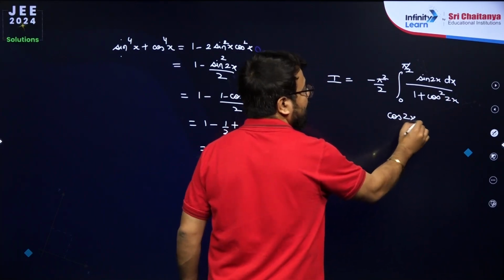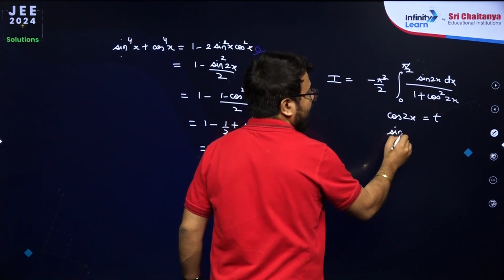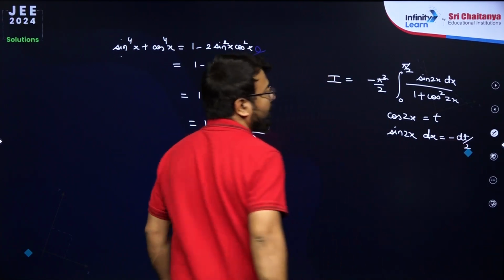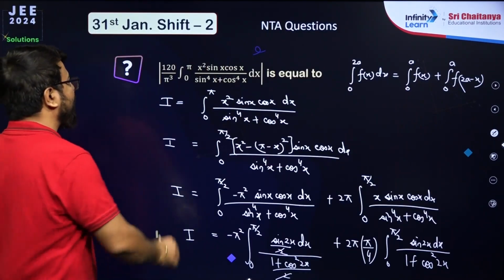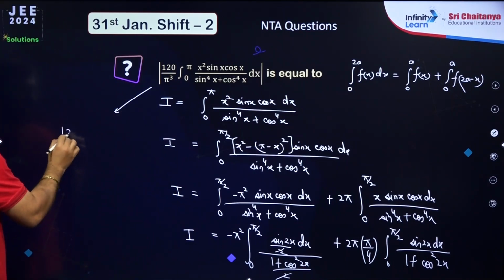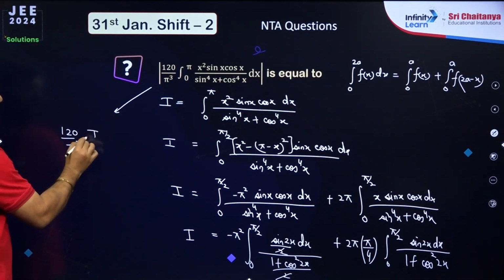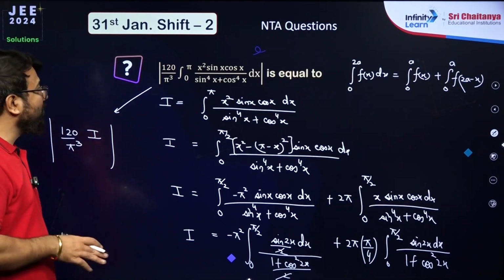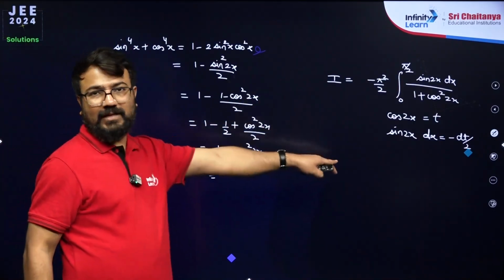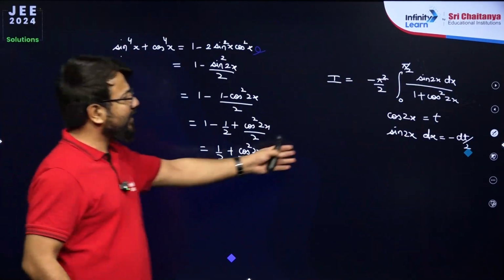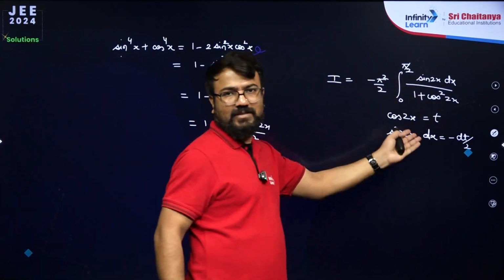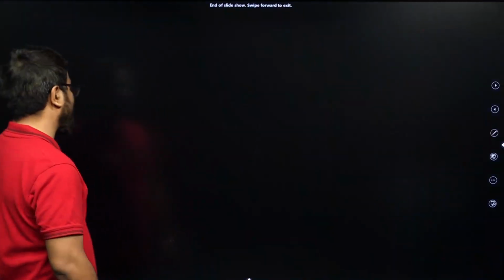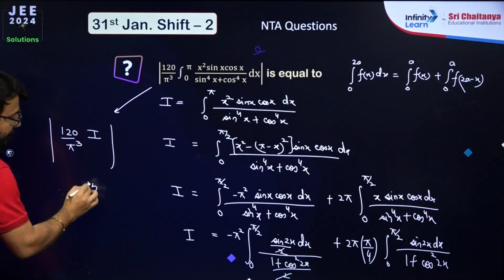If I assume cos 2x as t, then sin 2x dx will be written as minus dt over 2. I hope you are able to understand. Now what they have asked us is 120 over pi cube into I, and after that just take the modulus. If I want to evaluate this result, we need to put the values and simplify it. It will be dt over 2, 1 plus t squared, so tan inverse t. You can apply the limits over here, and finally this expression will be converted to 15.